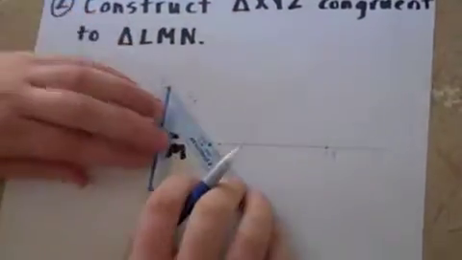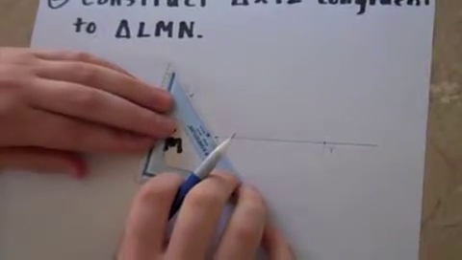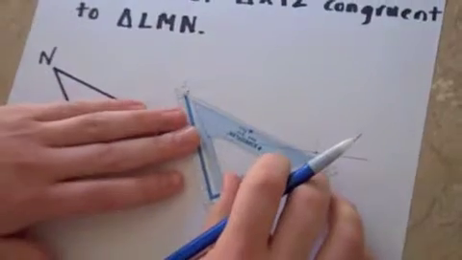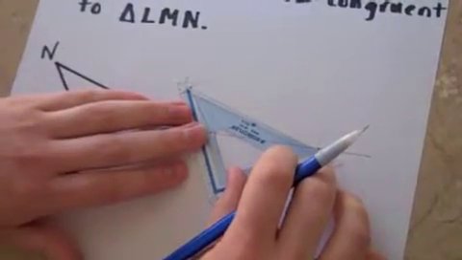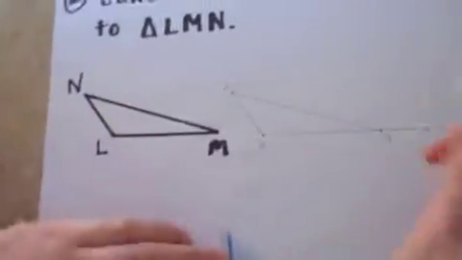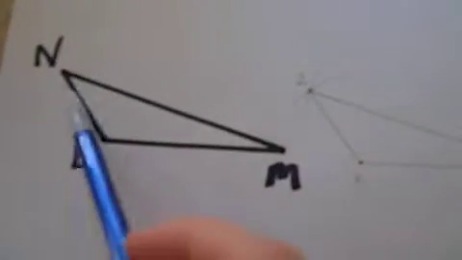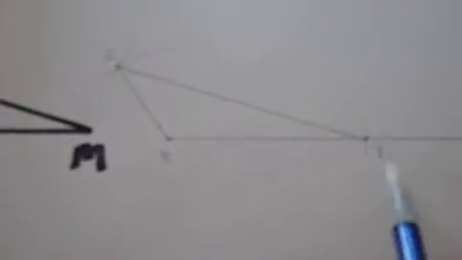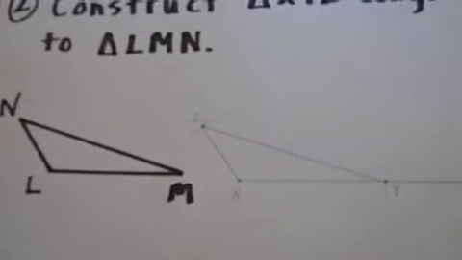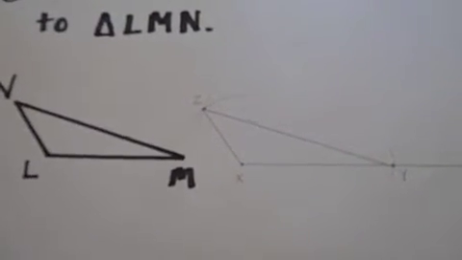Connect the dots. And we have triangle LMN being congruent to triangle XYZ. So we finished making that triangle. I hope you've learned something today and carry on your learning of constructions with more examples.